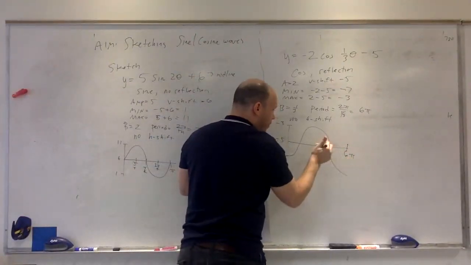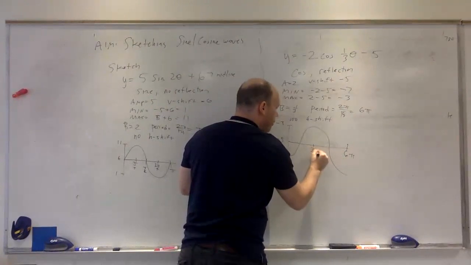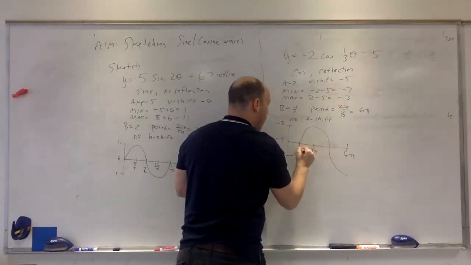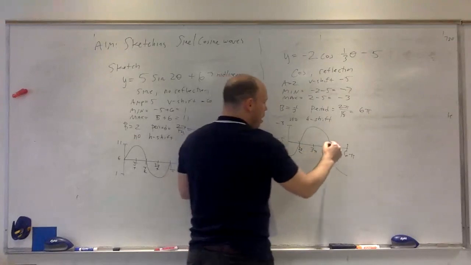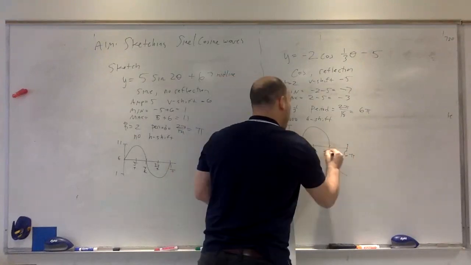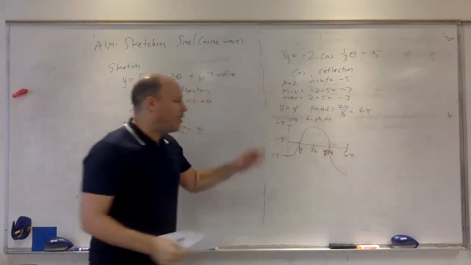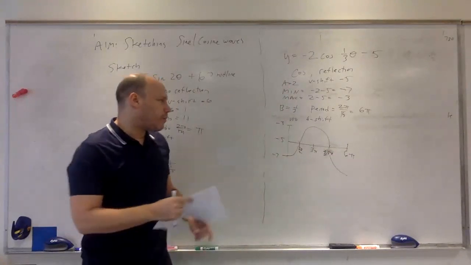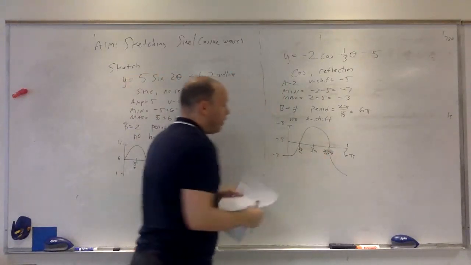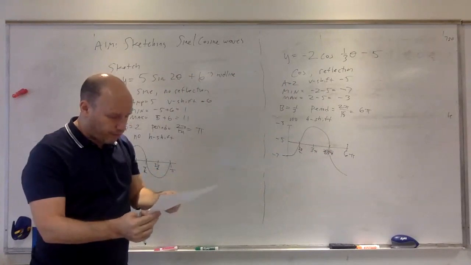And let me break this up. Half of 6 pi is 3 pi. This is 3 pi over 2, or 4.5 pi if you want. That's the idea, that you kind of know where it is.